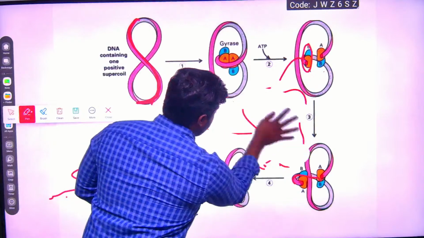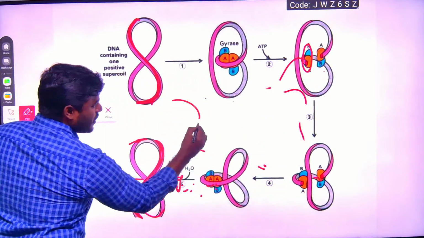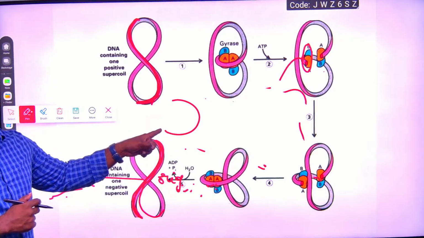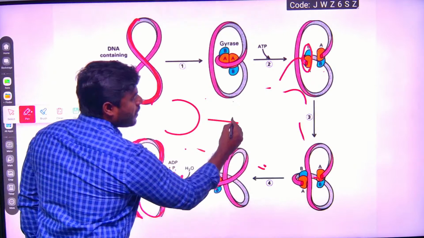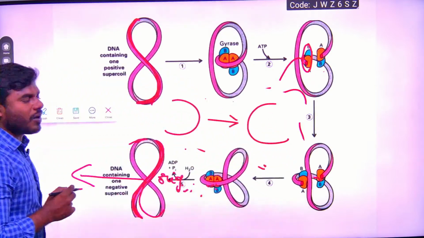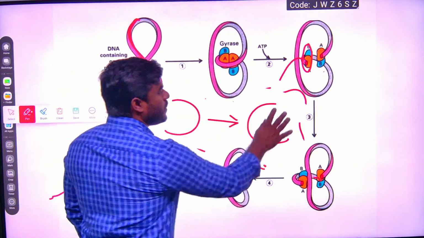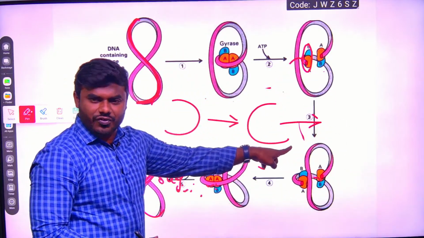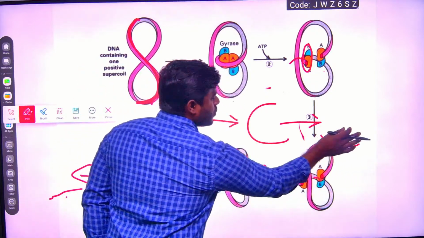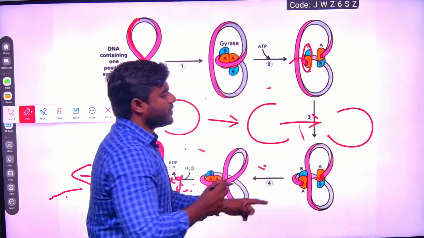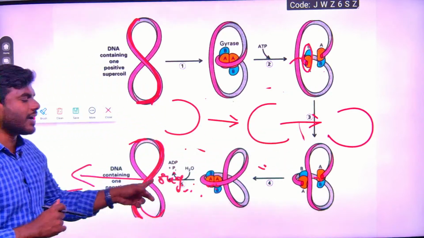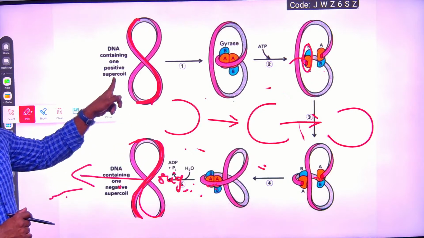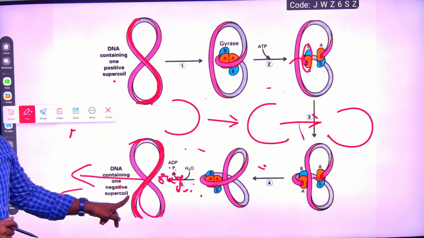In more simple words, this is the original form. Let's consider this is the original form, which is the reverse C. Because of the coiling, it became a normal C. Now you tell me what I can do to bring it to the reverse C. From where do I have to start? I will start from downwards and go towards the upward direction. Correct? That is exactly what happens here. You understand? So we are converting from a positive supercoil to a negative supercoil.